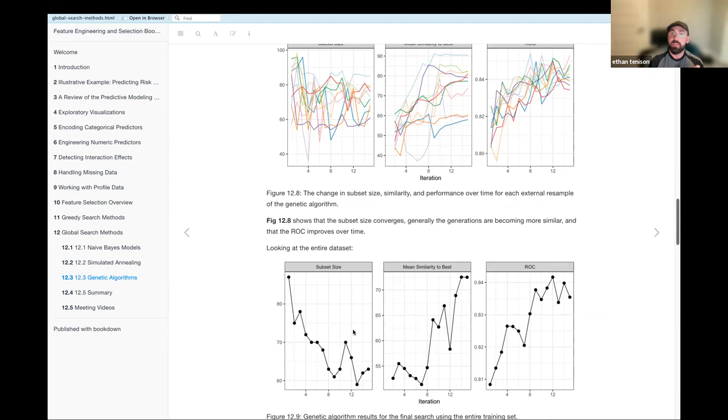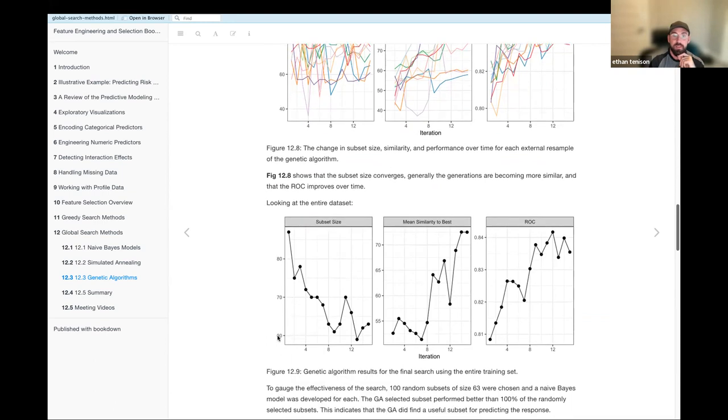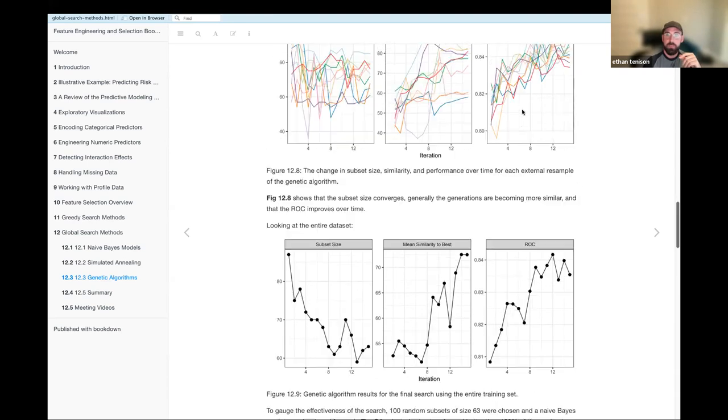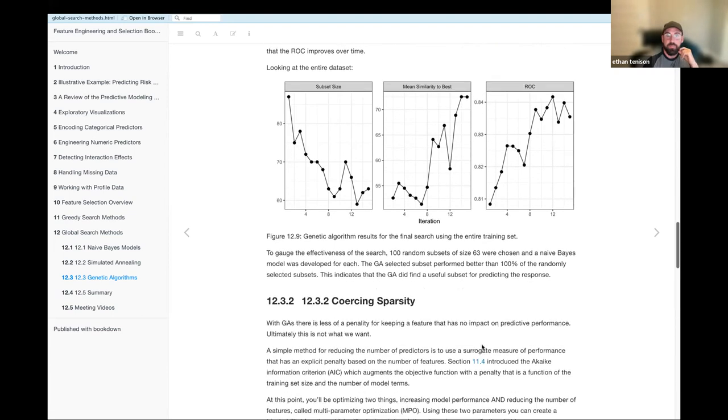And this is the same thing, instead of using cross-validation, we're using the entire training data set. So the subset size decreases. Subsequent generations become more and more similar to each other. So this is where you get into the overfitting. You want to be really careful that you don't do too many generations, because you want your solutions to be diverse enough. Otherwise, you could maybe not map out your prediction space as well as you would like. And the ROC curve also, as you've seen up here, has more area under the curve.